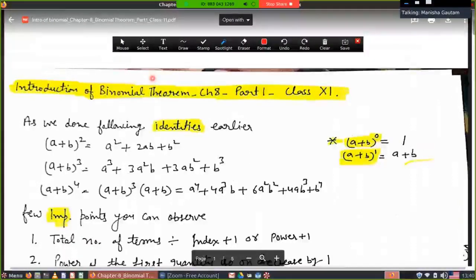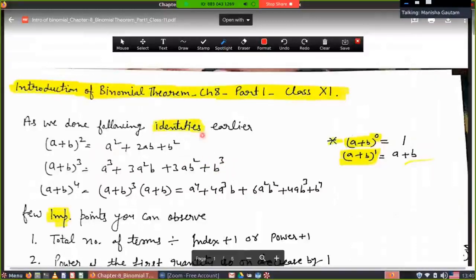In previous classes, we have studied these identities: (a plus b) whole square is a square plus 2ab plus b square. Second identity, (a plus b) whole cube, that is equal to a cube plus 3a square b plus 3ab square plus b cube. This identity can be written, I think you remember it, like this.